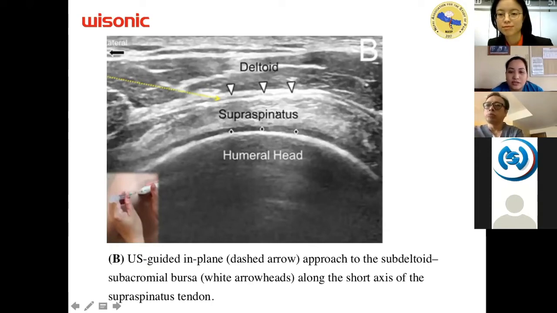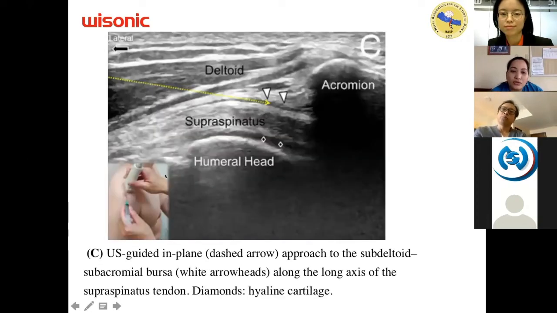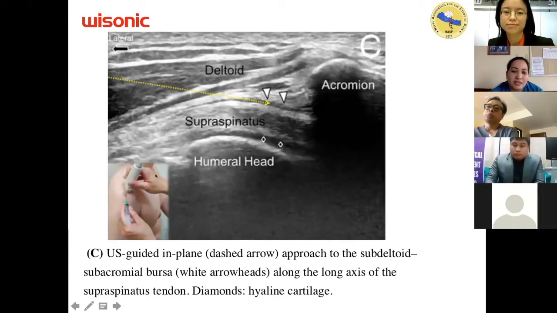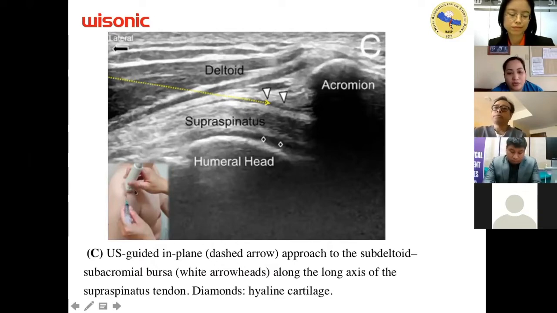So this is the short axis view of the supraspinatus tendon. You can also do the injections in the long axis view of the supraspinatus tendon. I prefer this technique because it's more comfortable for the patient as well as for the operator. And this is the bursa with thick synovium, and we inject inside the bursa.